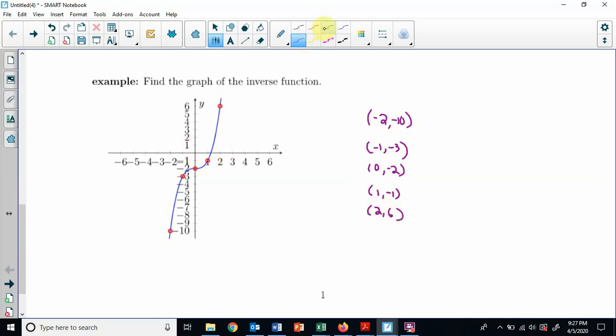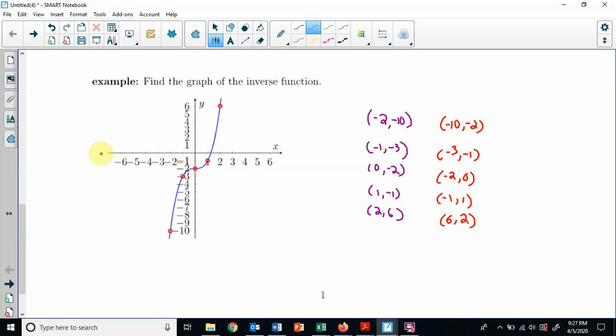So let's swap these. We'll do it in red. And if I swap these points, this seems really easy as long as you're not as crazy as me and miswrite points sometimes. All we're doing is swapping x and y values, right? And it is that easy. We're going to dive a little bit deeper.